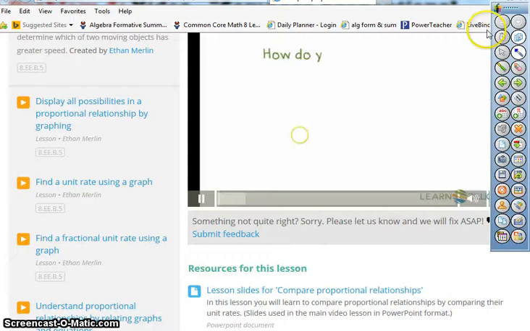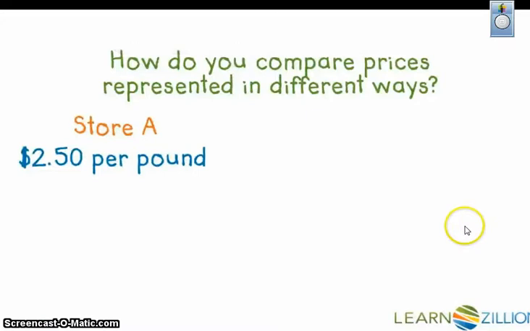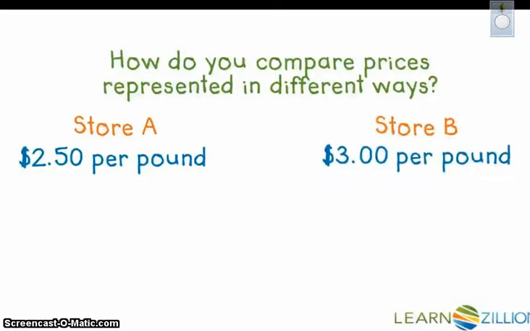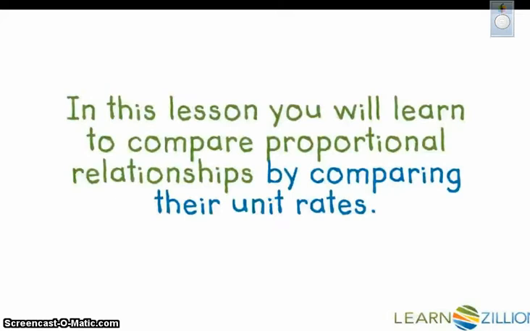And here we go. How can we compare prices represented in different ways? If I tell you that store A charges $2.50 per pound and store B charges $3 per pound, the comparison is easy. But if instead I give you a graph showing store B's pricing, how can we compare and decide which store is offering the better buy? In this lesson, you will learn to compare proportional relationships by comparing their unit rates.